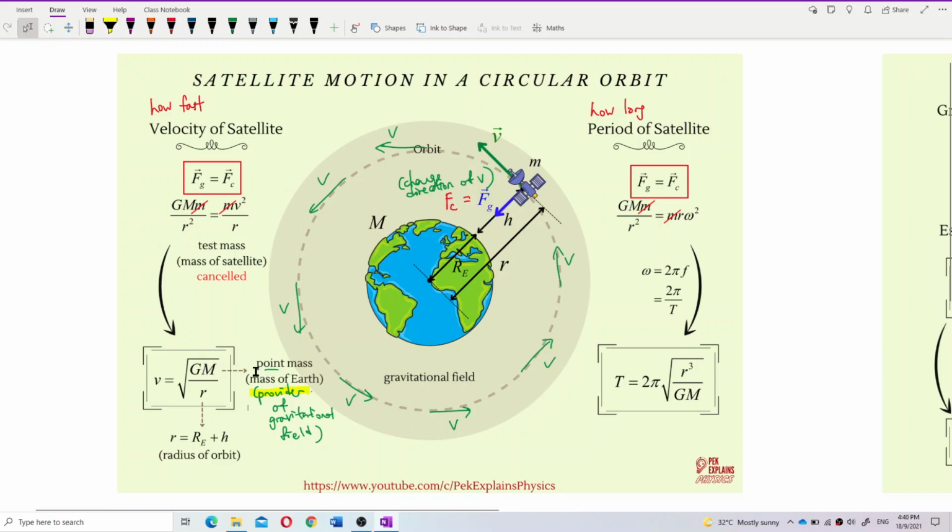Okay, so this mass is the point mass, or the provider of the gravitational field. We take the mass of Earth. Understand? And how about the R below here? R below here is the radius of the orbit.